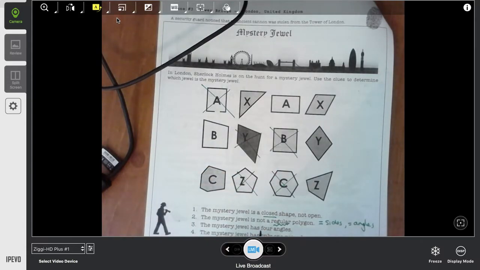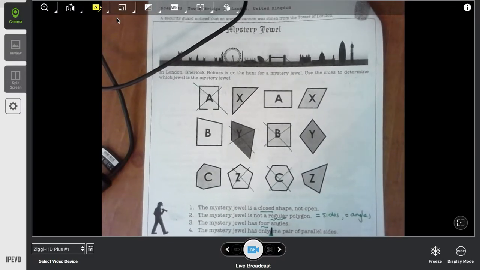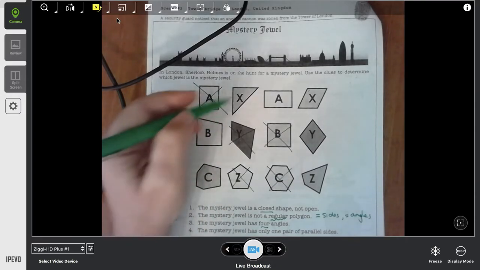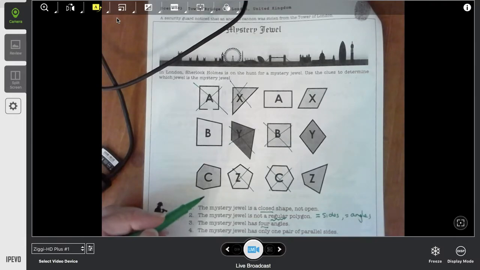The mystery jewel has 4 angles. Well, if it has 4 angles, it also has 4 sides, which means it has to be a quadrilateral. So let's get rid of the non-quadrilaterals. Triangle, 1, 2, 3, 4, 5, 6, hexagon, we'll get rid of those. So we're down to 5.